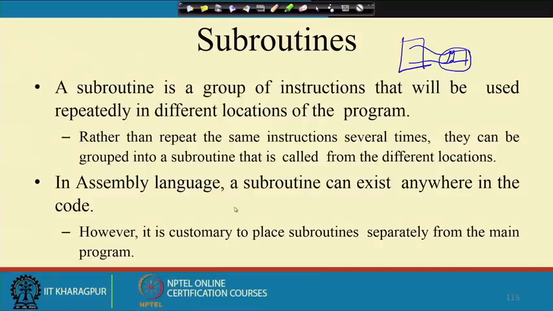Now, in assembly language, the subroutine can exist anywhere in the code. However, it is better to put the subroutines at the end of the main program. First we put the main program, then we write the individual subroutines. That is the standard practice, but ideally there is nothing wrong in putting the subroutine at any place in the program.